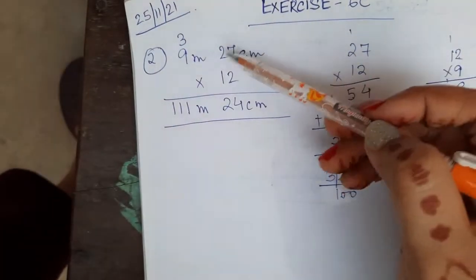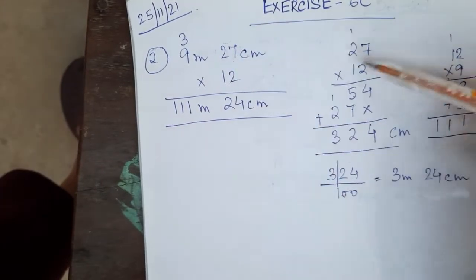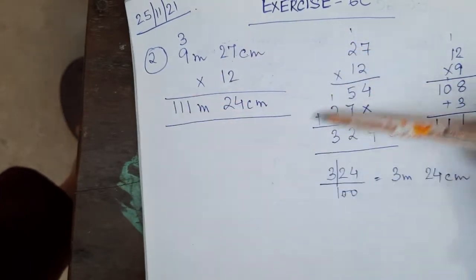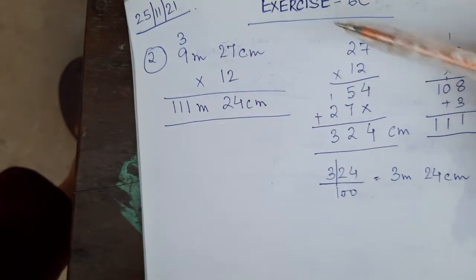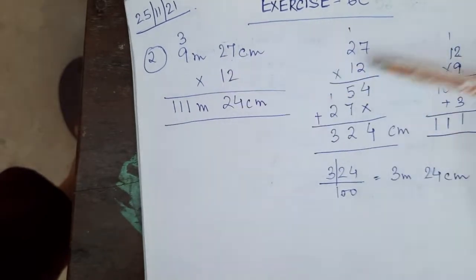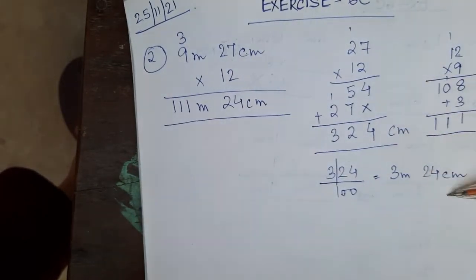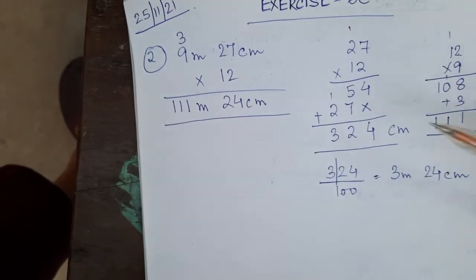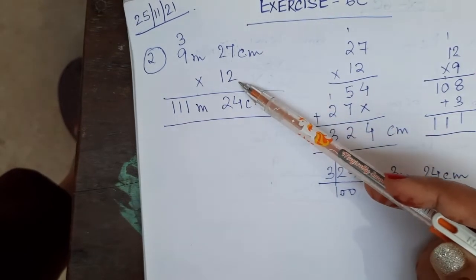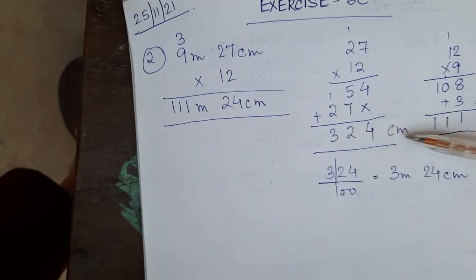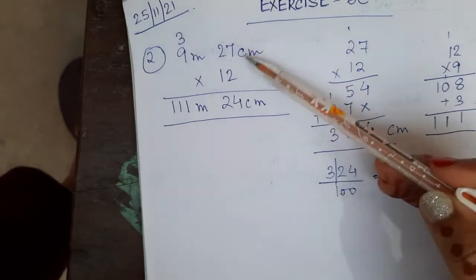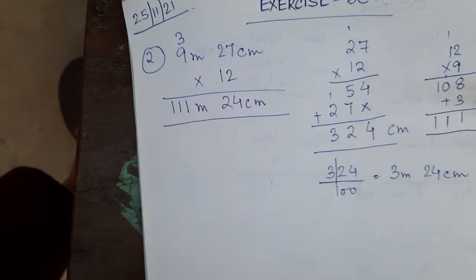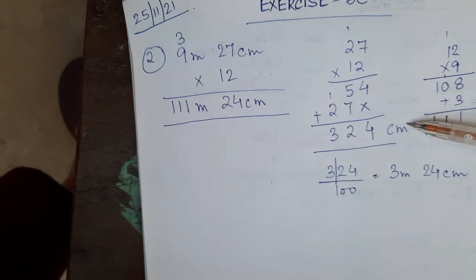Understood? First we are going to multiply these two numbers separately. I have multiplied it here because if I multiply here only, it will become more confusion. It will be more difficult. It will become dirty. So I am going to multiply it separately here and then find out the answer and then write the answer properly here, neat and tidy. So first we have multiplied 27 into 12. I got 324 centimeter. Why centimeter? Because I am multiplying 12 with 27, which is centimeter.